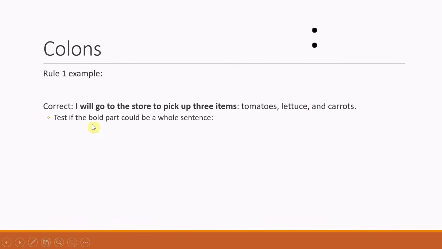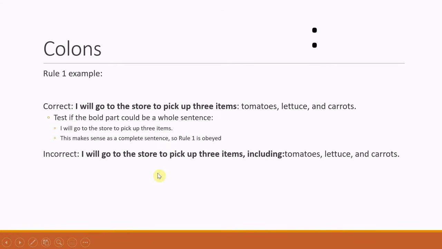So, like I just said, you always want to test if the stuff to the left of the colon is a complete sentence, which we just did. It is, so we're okay. I will go to the store to pick up 3 items. We're allowed to do that. It's a complete sentence. Rule 1's obeyed. What you can't do is: I will go to the store to pick up 3 items, including: tomatoes, lettuce, and carrots. This is an answer you're almost always going to see on the ACT, and it is wrong.